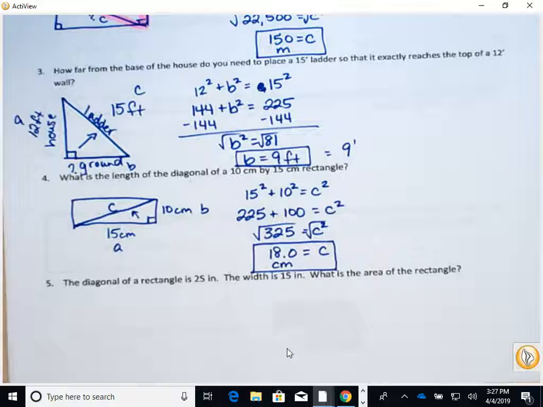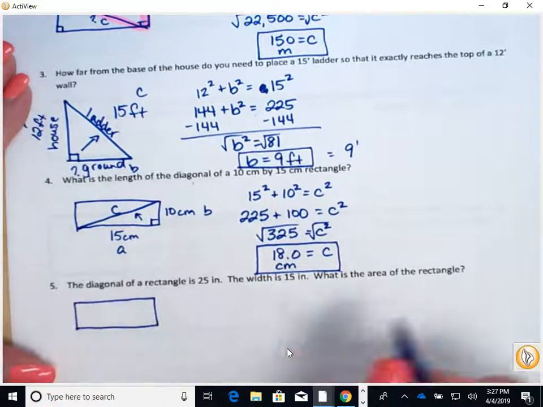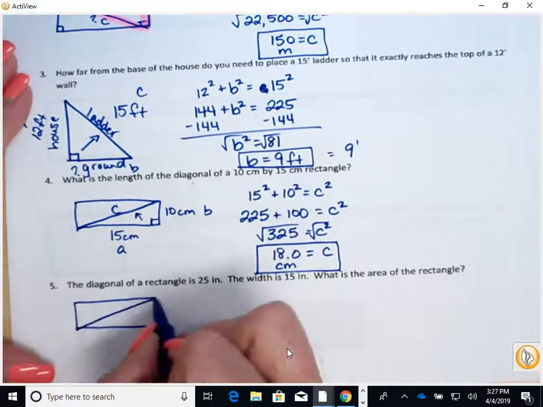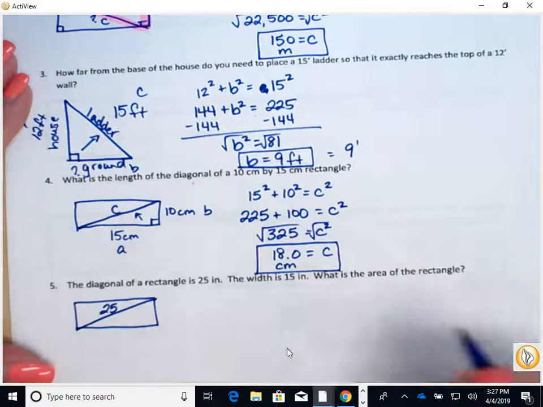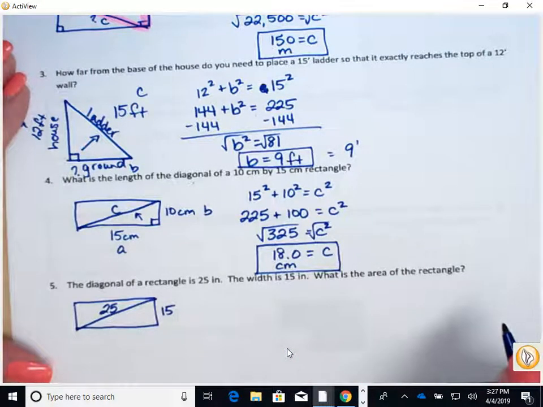Number 5, the diagonal of a rectangle is 25 inches. So this time they're telling us the diagonal. They're telling us the width, and then they want us to find the area. Ooh, that's a good one. All right, so draw your rectangle. They say the diagonal is 25. They tell me the width is 15. And they want to know the area.